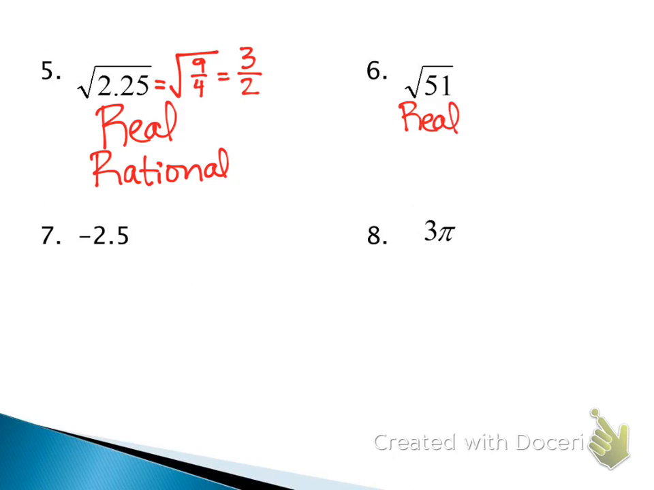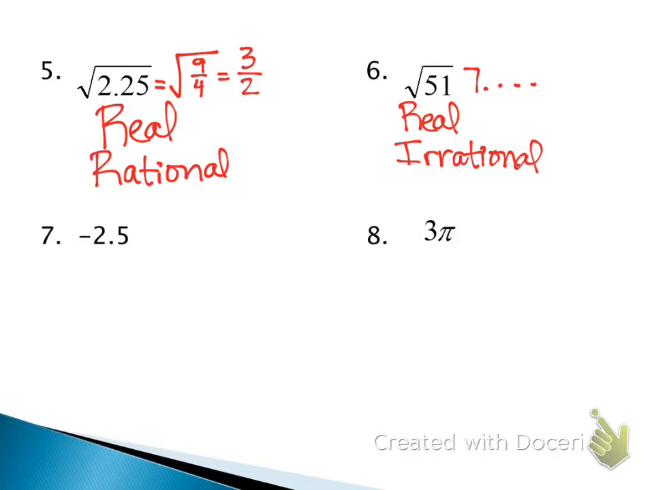Shannon, do you think it's going to be rational or irrational? Irrational. If it's a decimal that goes on and on and on, it would be irrational. If it's going to come out, it would be 7 point something, but it would go on and on. The decimal would never end. That's how we know it would be irrational. Okay.